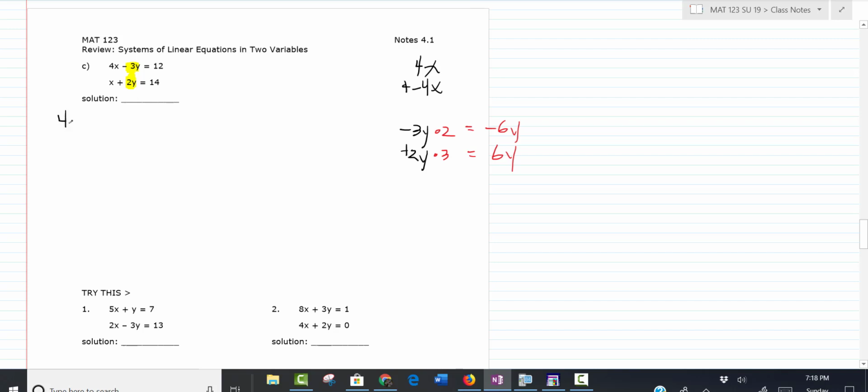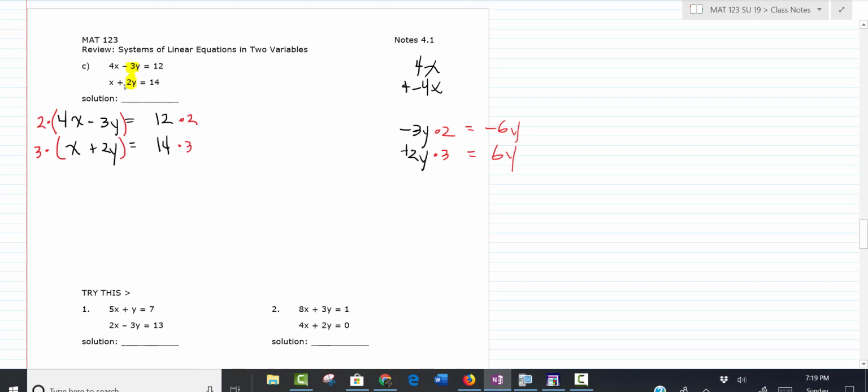So let's start by just writing down the first equation. And what we're going to do is multiply everything in that first equation, both sides, by 2. And we'll do that first of all. And then just write down the second equation, x plus 2y equals 14. And what we'll do on this one is multiply both sides by 3. Be sure to multiply every term by the 3 when you do that, okay?